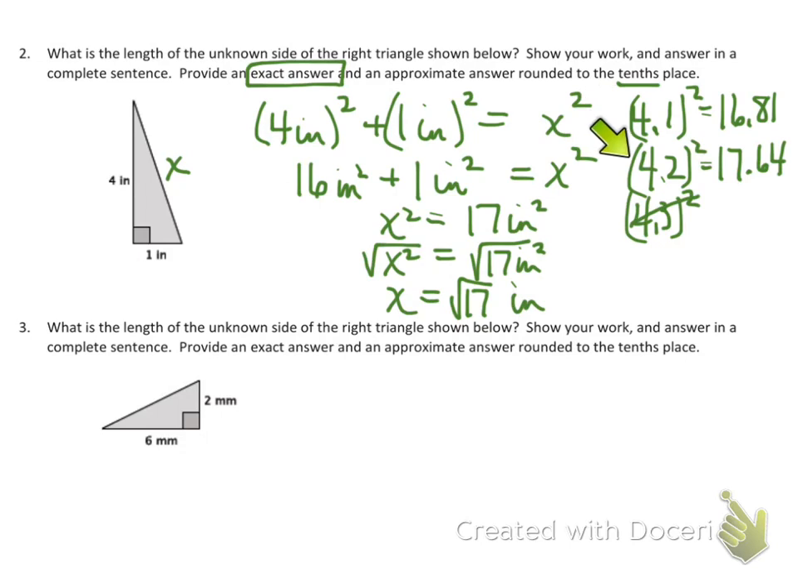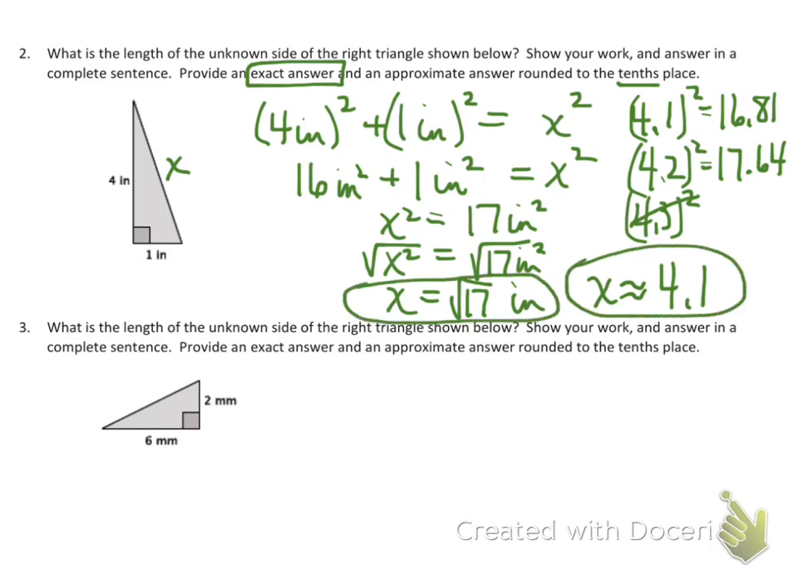And since I only need this correct to tenths, I can decide, is it going to be closer to 4.1 or closer to 4.2? And I can see that 17 is closer to 16.81 than it is to 17.64. So my approximate answer would be 4.1. So x is approximately 4.1, correct to the tenths place. So there's my exact answer, square root of 17, and here's my approximate answer.